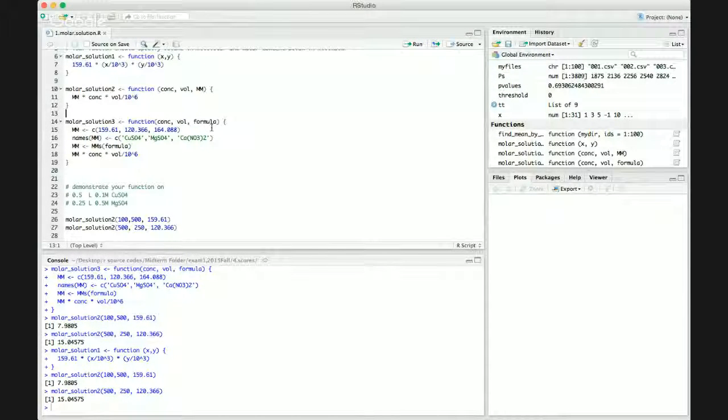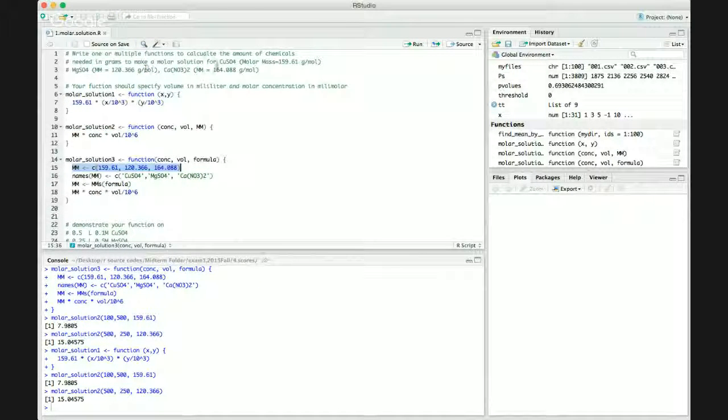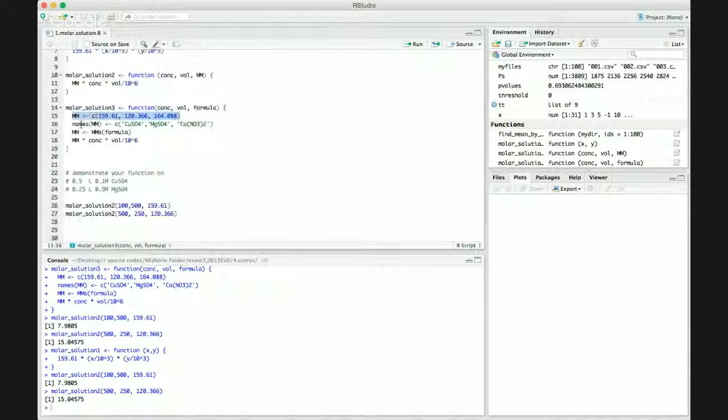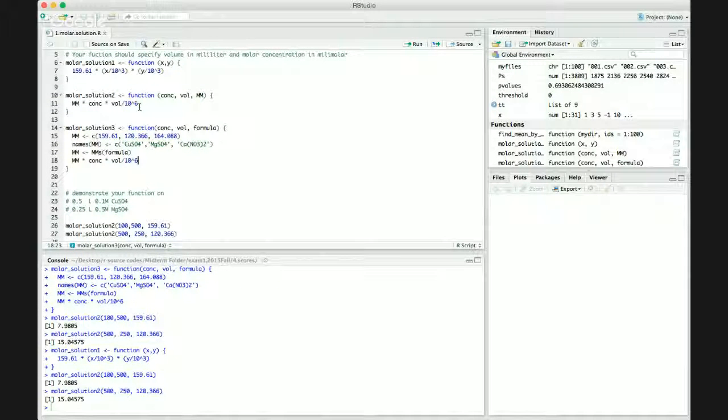The third function that I have here is molar solution 3, and this has concentration, volume, and formula. So in this function, I assigned MM with these values, and all of these are the molecular masses of the compounds that were given above in the directions up here. And then I assigned those numbers names that correspond. So 159.61 corresponds to the molecular weight of CuSO4, and so on. And again, what I'm actually going to be doing is MM, so the molecular mass times concentration times volume, divided by 10 to the 6th, the same as molar solution 2, except this is a little more sophisticated.